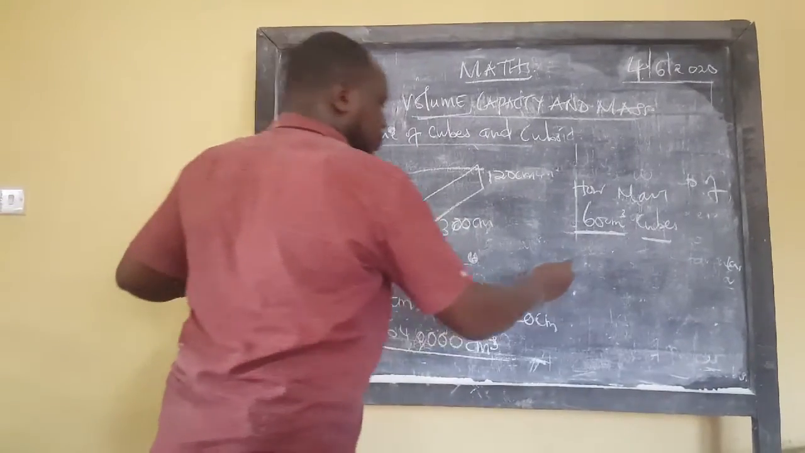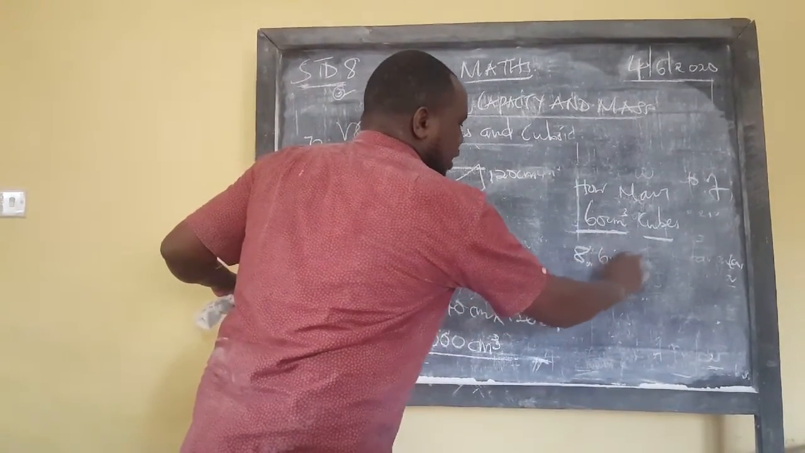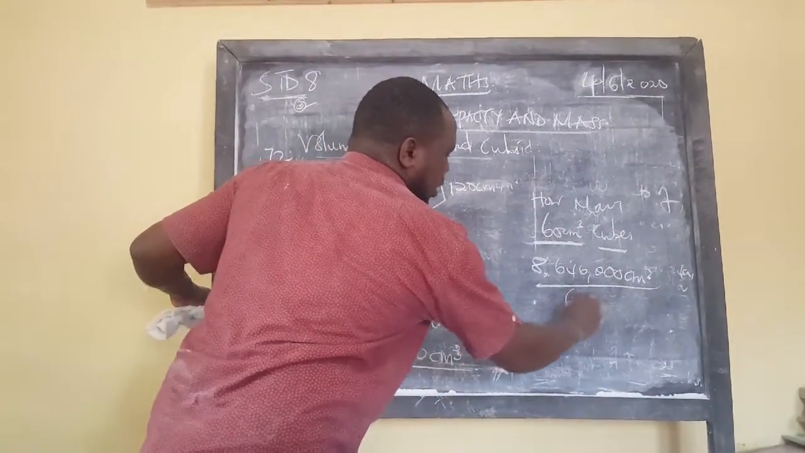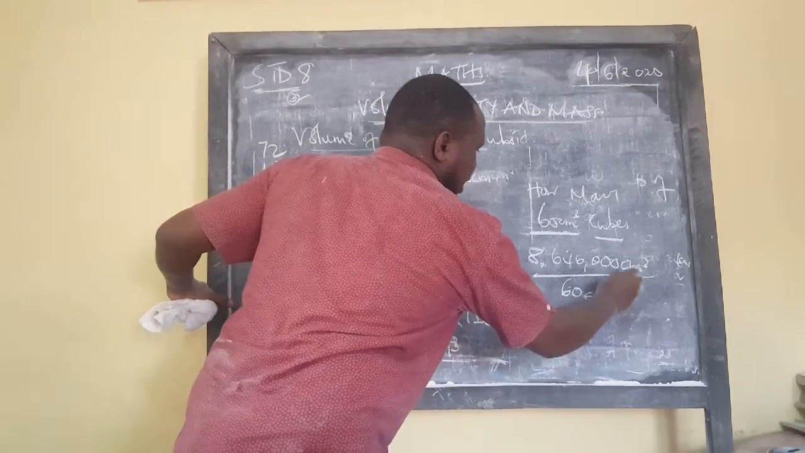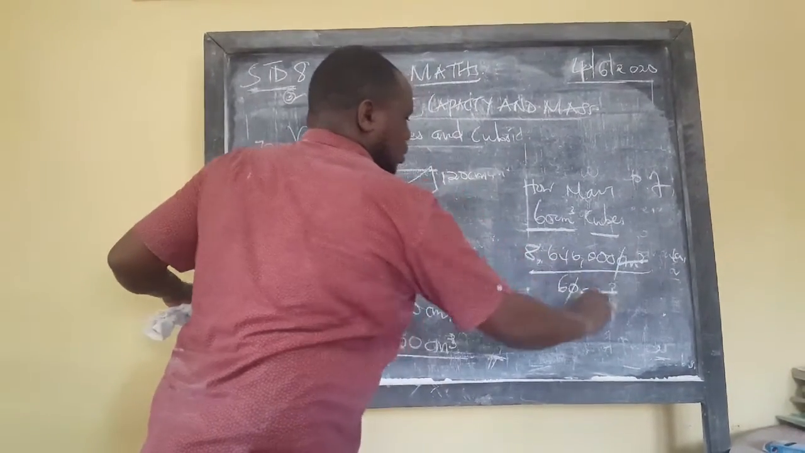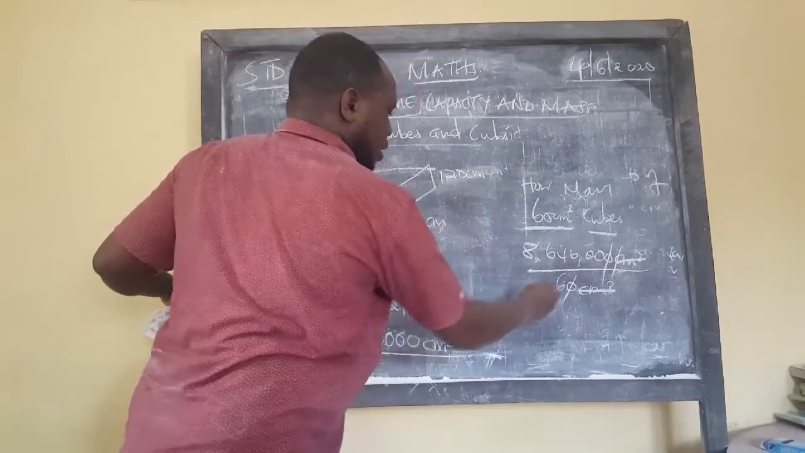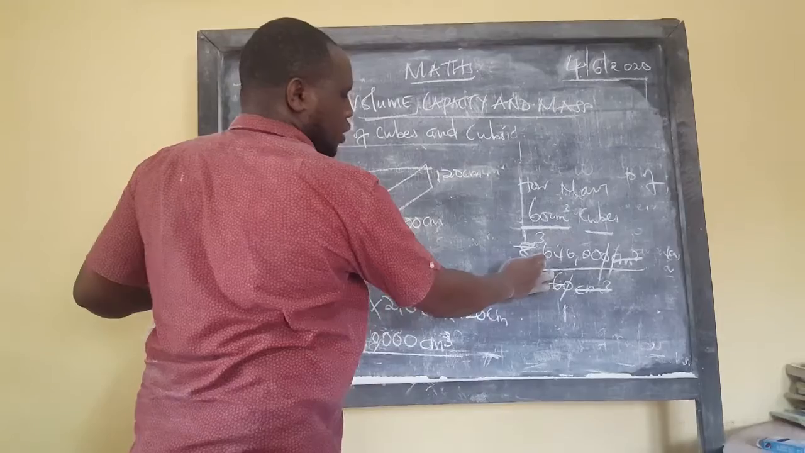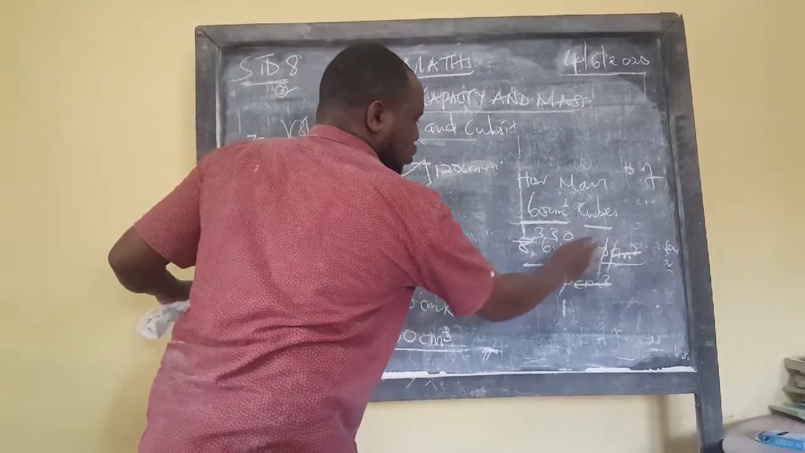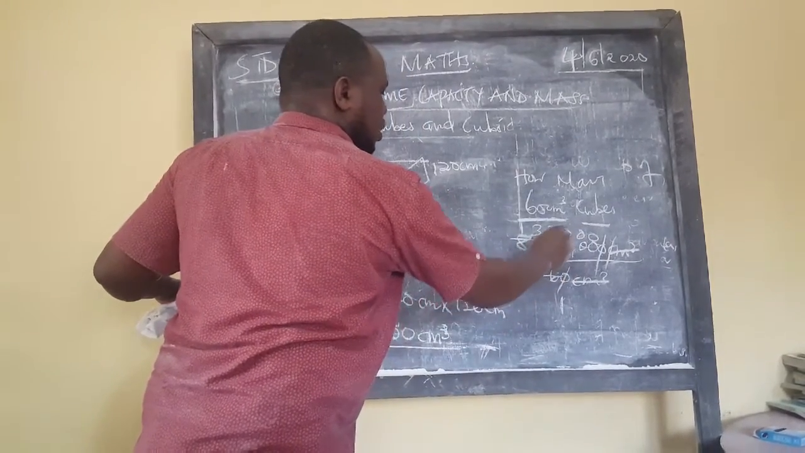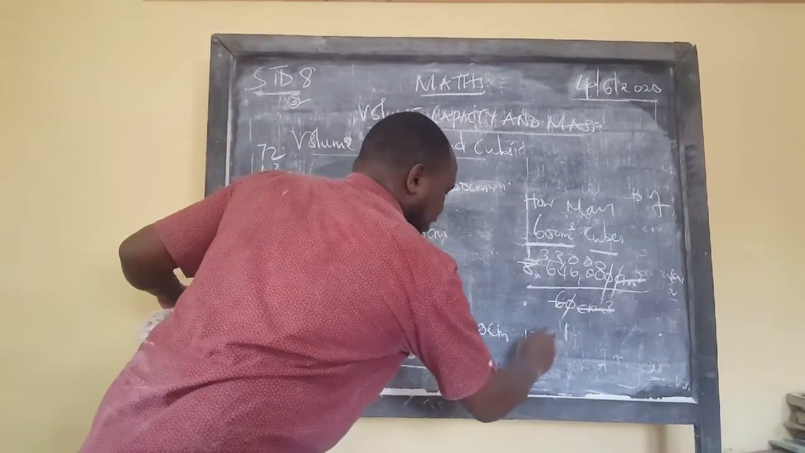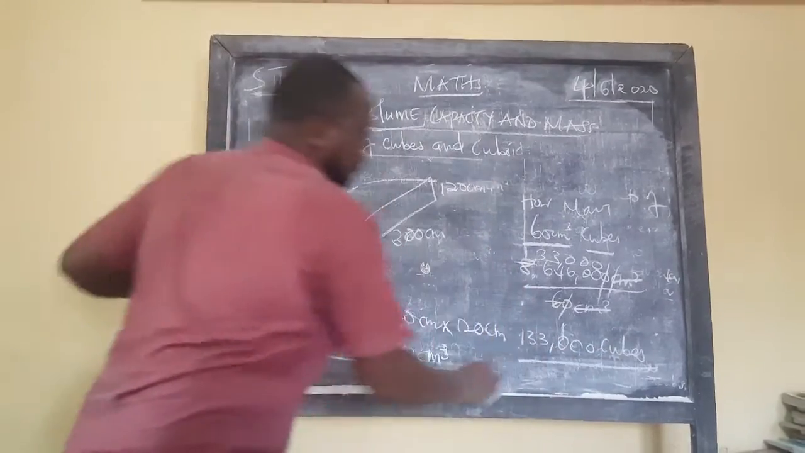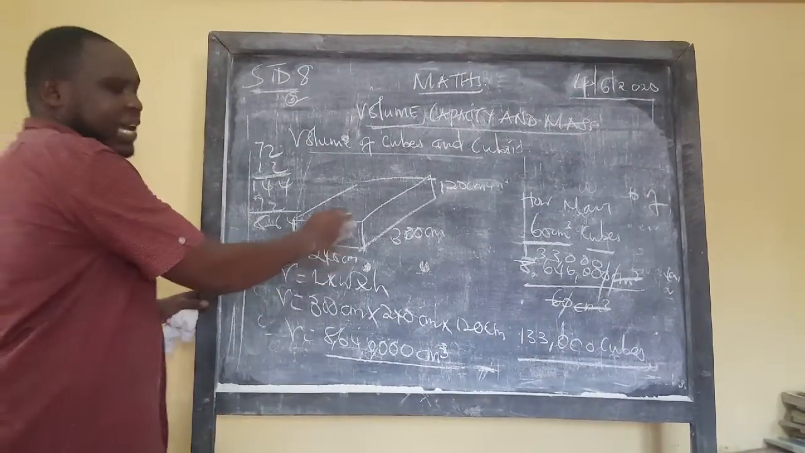So if you want to know how many cubes of 60 cubic centimeters each, now you take this volume, 8,640,000 cubic centimeters, and you divide by this 60 cubic centimeters. Cubic centimeters will cancel, then this one will cancel this one, sorry, by 6. So you are going to have 144,000 cubes of 60 cubic centimeters entering here.